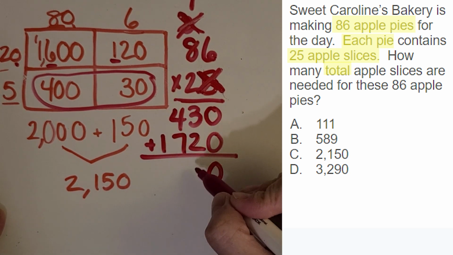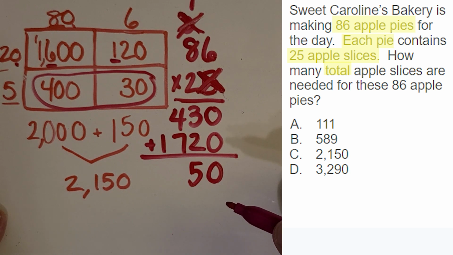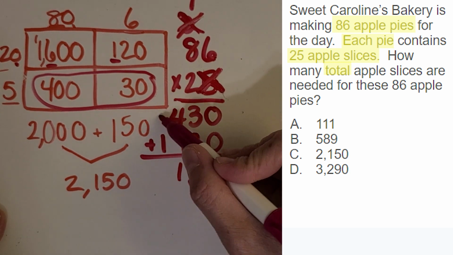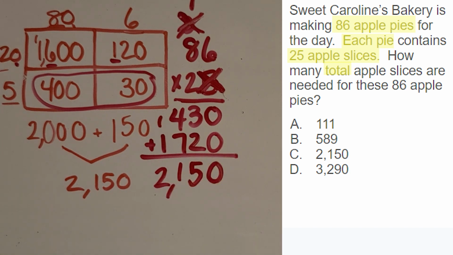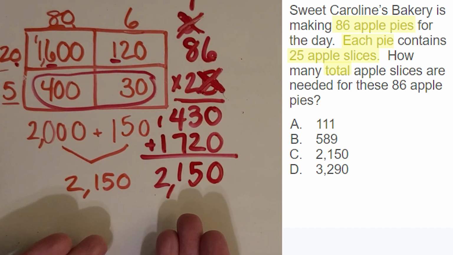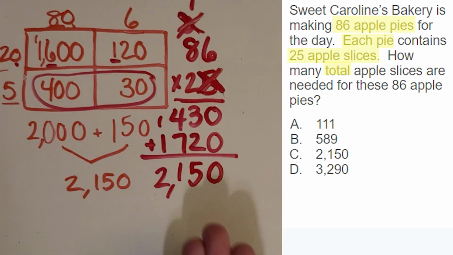Okay, 3 plus 2, 4 plus 7 is 11. And 1 plus 1 is 2. Yay, we got the same answer both ways. So really, it just comes down to which one do you prefer? Do you like breaking the number apart or doing the standard algorithm? Great job.